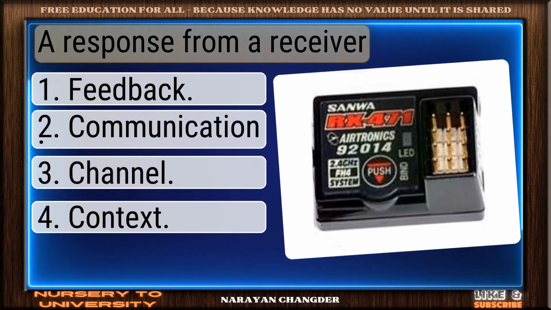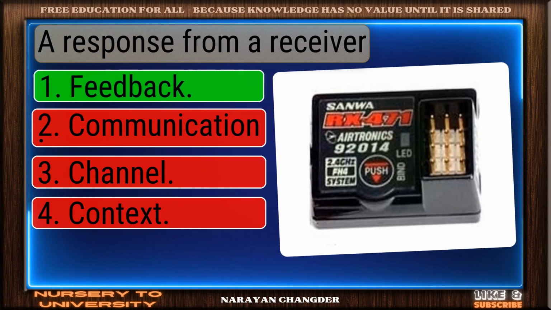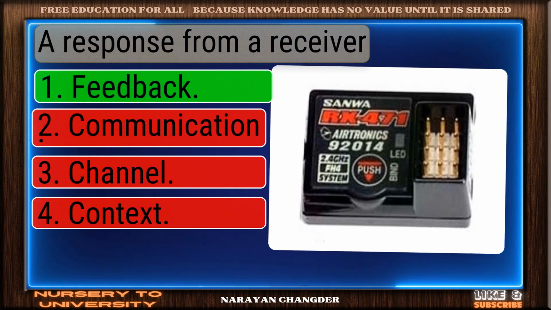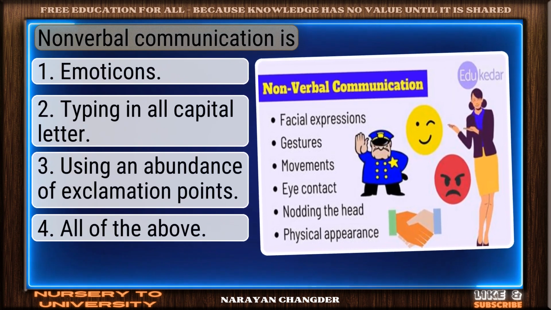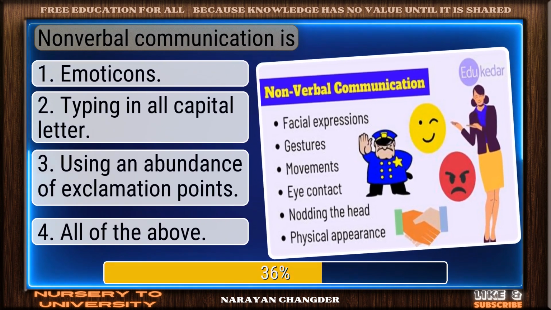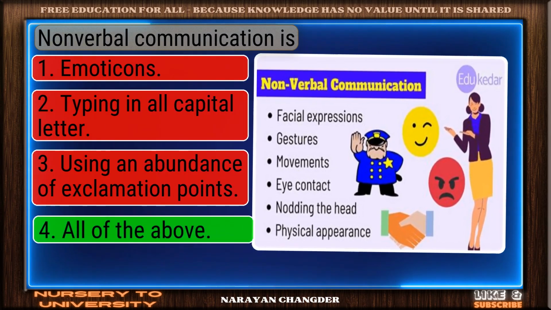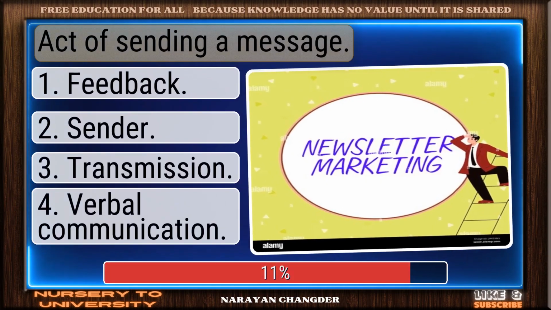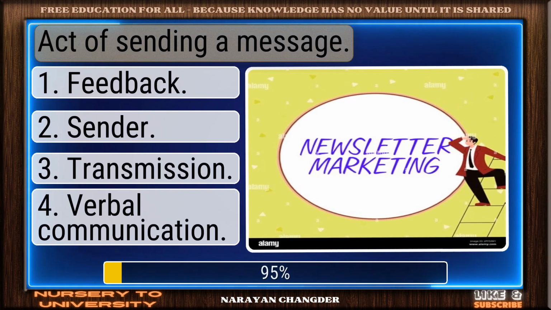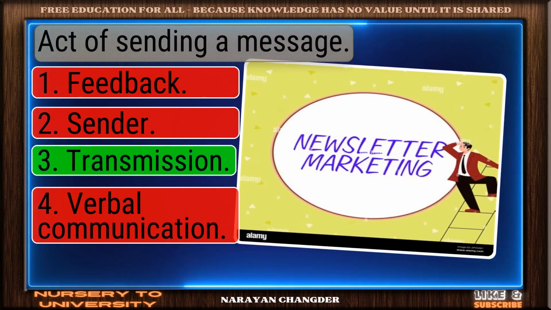Question number 75. A response from a receiver. Good thinking. Feedback is the right answer. Question number 76. Nonverbal communication is: Bravo. All of the above is the answer. Question number 77. Act of sending a message. Well reasoned. Transmission is the correct choice.